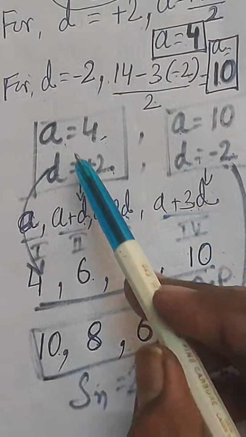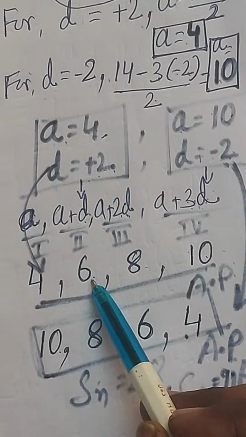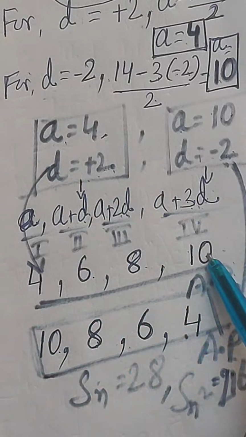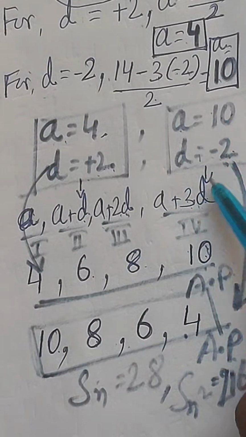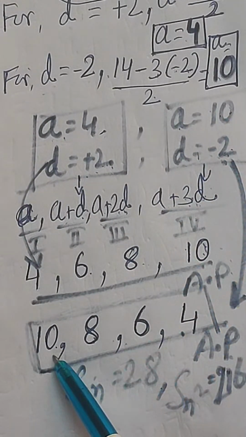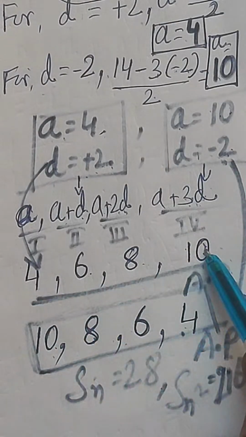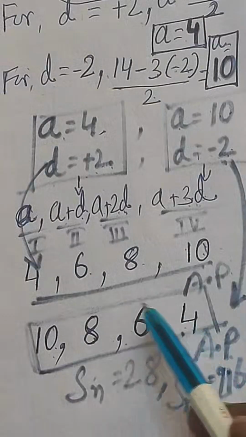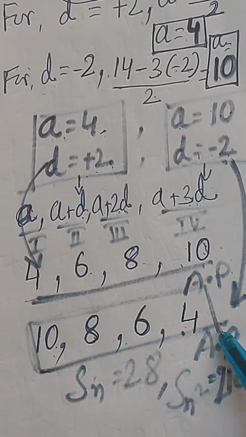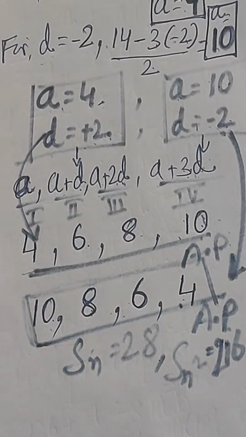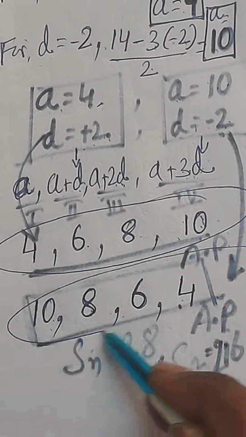Okay, so for a equal to 4 and d equal to plus 2, we get the four terms of our AP as 4, 6, 8, 10. We simply put in the values. And for a equal to 10 and d equal to minus 2, we get our four terms of AP as 10, 8, 6, 4. You can see 10, 8, 6, 4 is the replica of 4, 6, 8, 10. Here it's in ascending order, and here it's in descending order. But anyway, our answer will be perfectly right when you write both these series: 4, 6, 8, 10 and 10, 8, 6, 4.